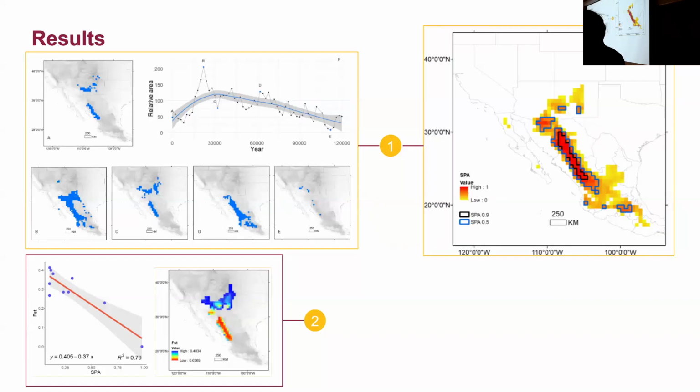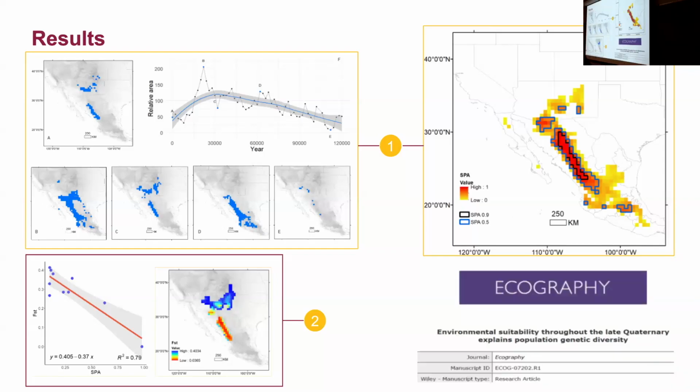And then we use the only model that has statistical significance, and plot back to the geography to see how the fixation index changes along the geography. So that's the final output, and this is the paper we published with this information.